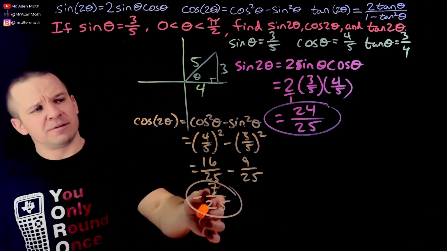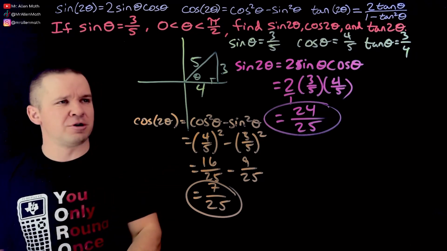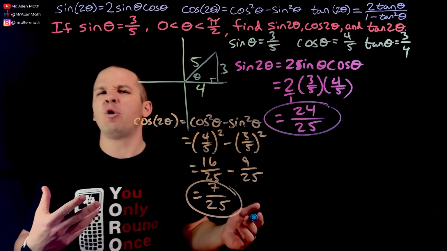Nice. It's interesting, 24 over 25, 7 over 25, those are part of our Pythagorean triples. Wonder if there's any connection. We'll explore that another time.